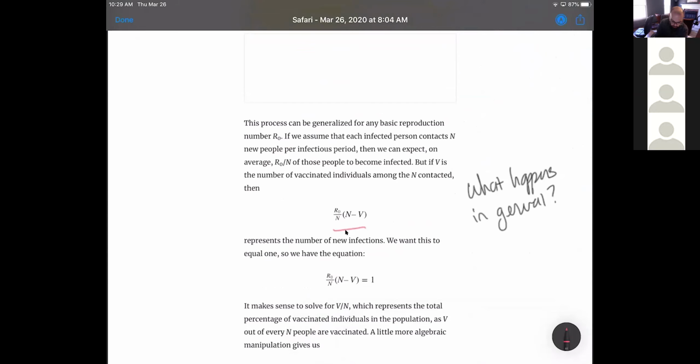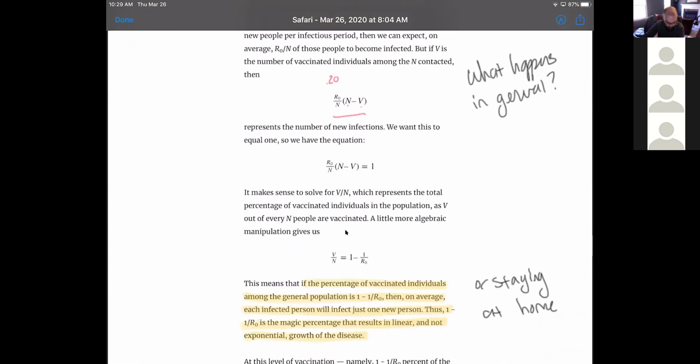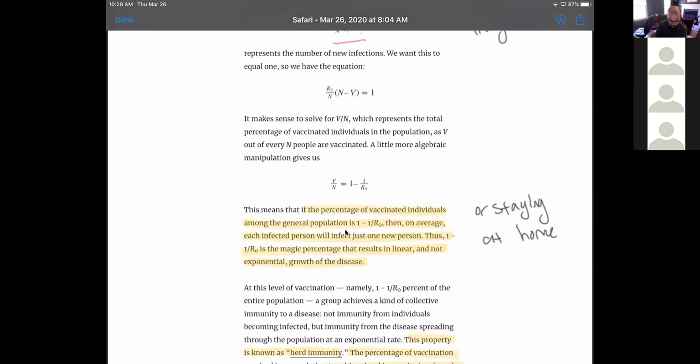Okay, so before, this R naught over N was our 0.2 or our 20%, the percentage of the population. N is the number of people, and V is the number of vaccinations, or in our case, the number of people that are staying home. So for any R naught, if we know what it is and we rearrange, the percentage of people that we want to have staying home is given by this number right here, 1 minus 1 over R naught.